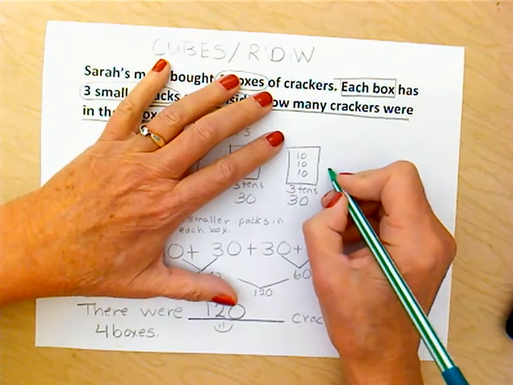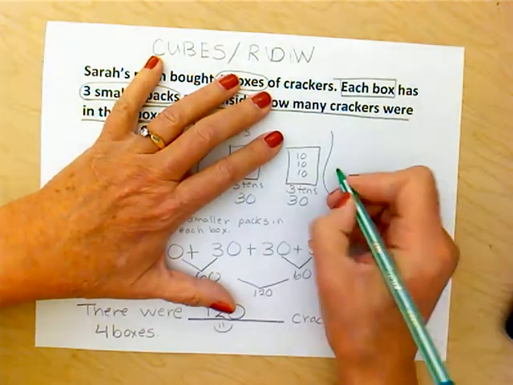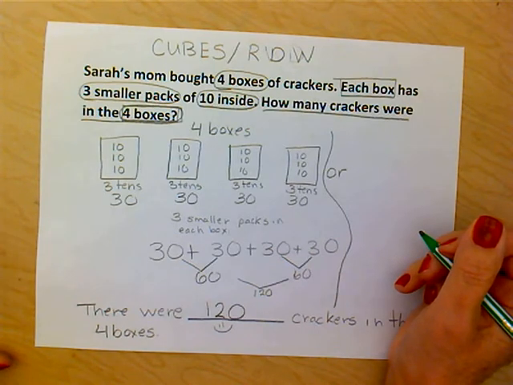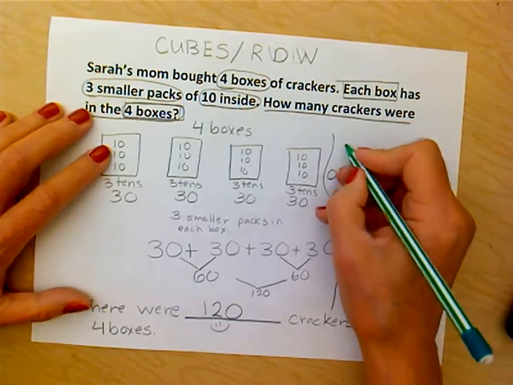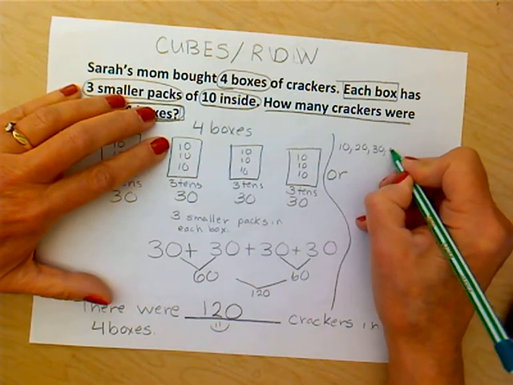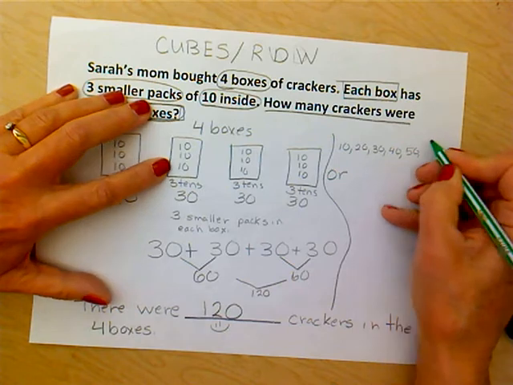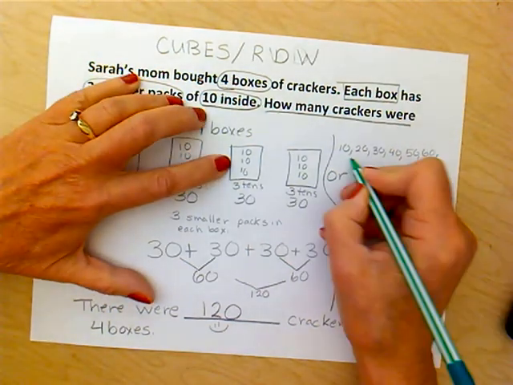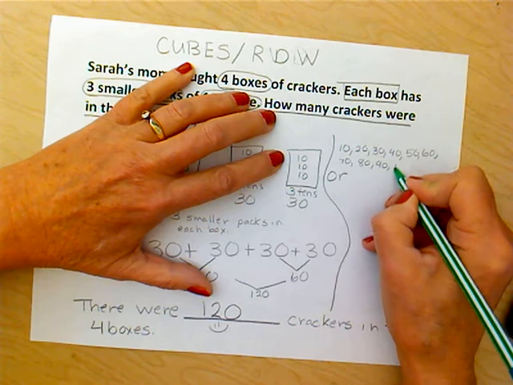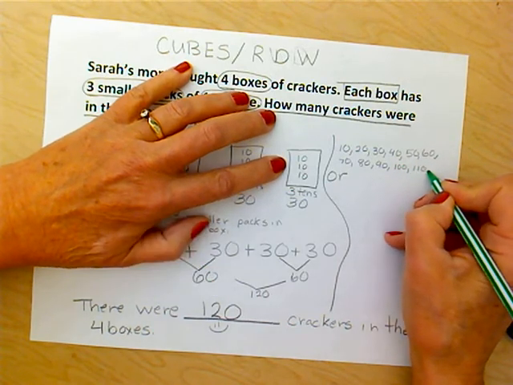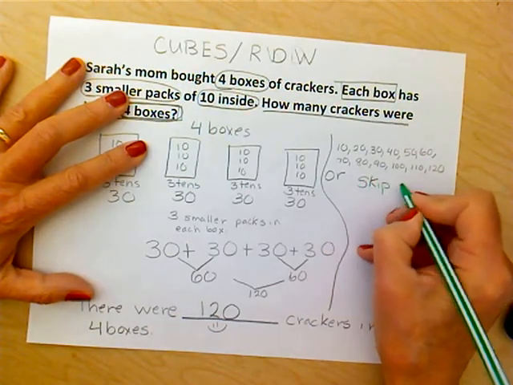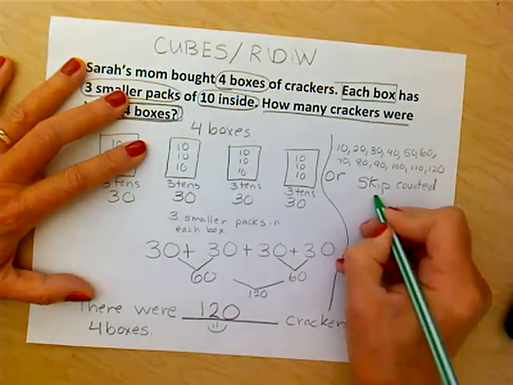Now, another way this could have been done, and I'm going to draw a little line here, and I'm going to put the word or, because some of you might have solved it this way. I could have skip counted until I had skip counted every single one of these boxes. So I could have said 10, 20, 30, 40, next 10 would be 50, the next 10 would be 60, the next 10 would be 70, 80, 90, then I'm over to these 10s, from 90 to 100, 110, 120. So I could have also skip counted by 10s.